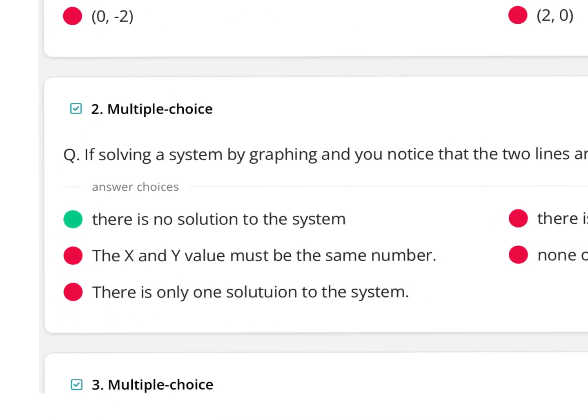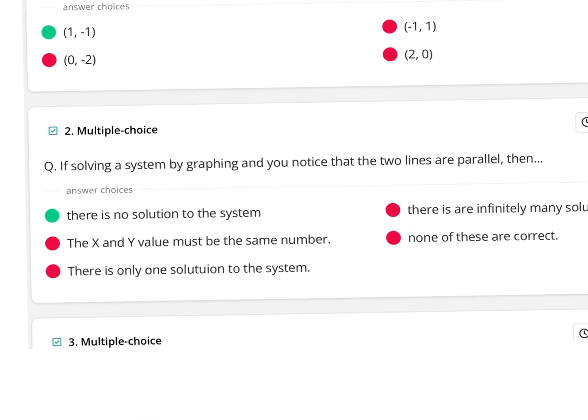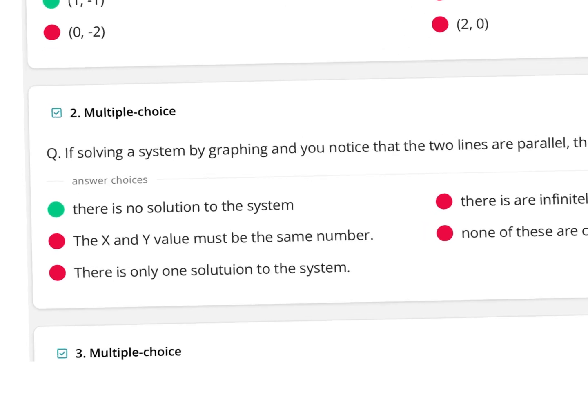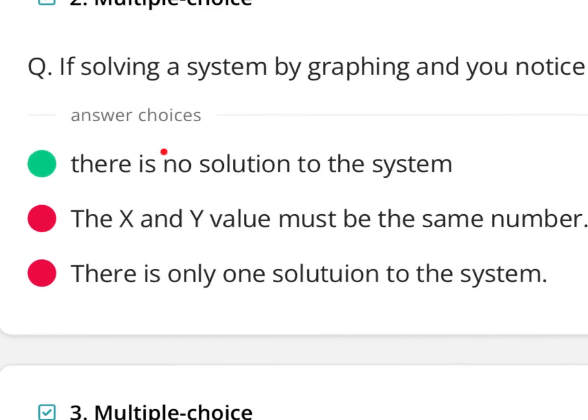Okay, let's move on to the next question. Number 2. I apologize, you can see all the answers already. It says, if you're solving a system by graphing and you notice that the two lines are parallel, then what? If you know the two lines are parallel, there's no solution. So if you look at your options, there is no solution to the system. That's your correct one.